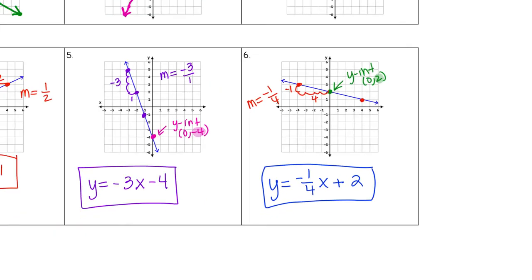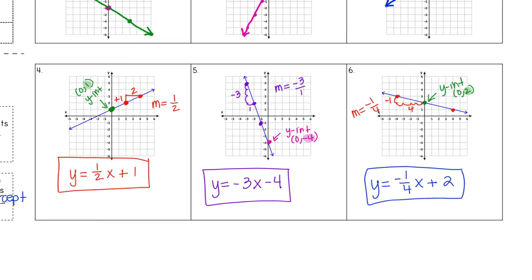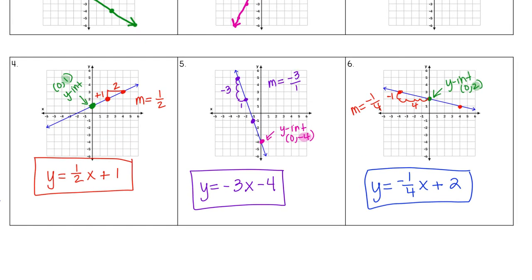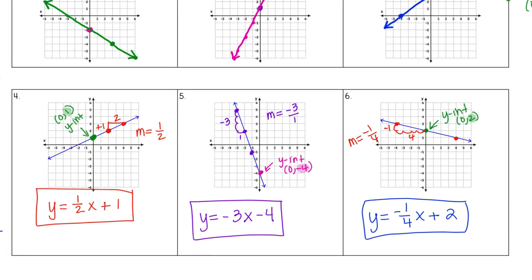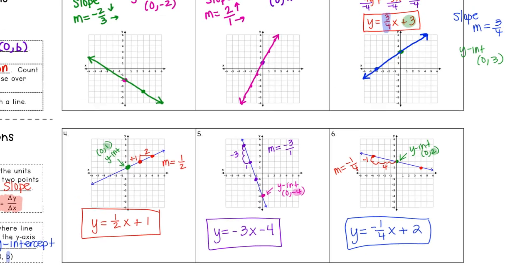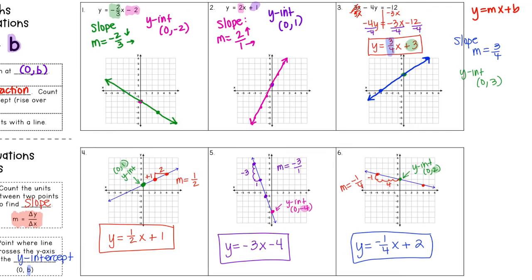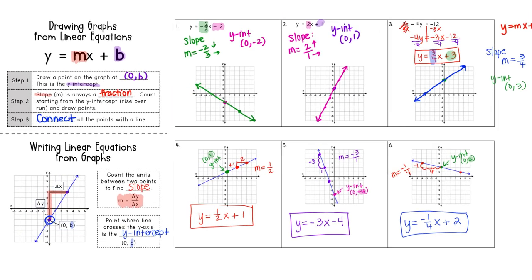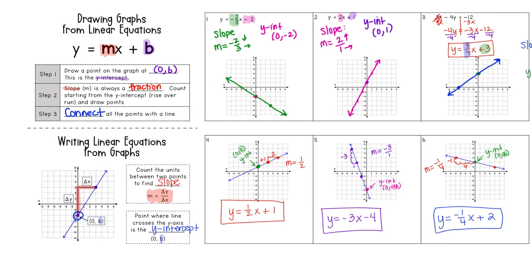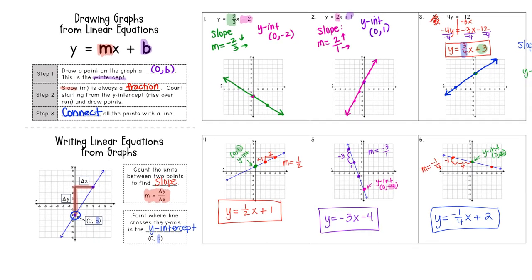Okay, and that's how we find the equation from a graph. So there are 2 main things: you have to know how to find slope and how to find the y-intercept. You also need to know how to go both directions. So given a graph, find the equation, and given the equation, find the graph. If you have any questions, just send me a message through Schoology and I will try to answer you as soon as I can.